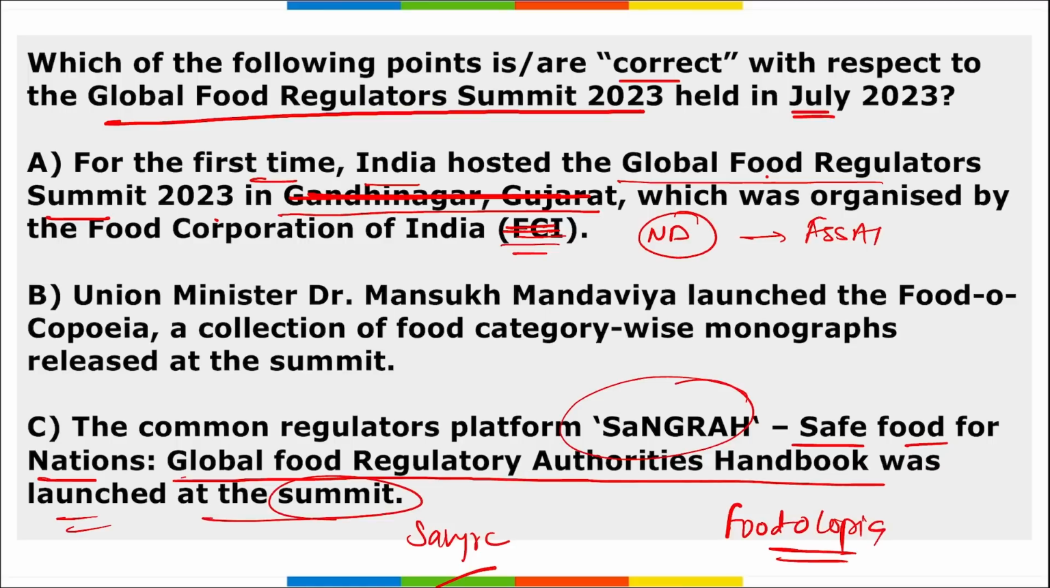So what is this? It is a Global Food Regulatory Authorities Handbook, right? So option A is wrong here. Both option B and option C are correct here. And here is your Foodocopia that was launched.